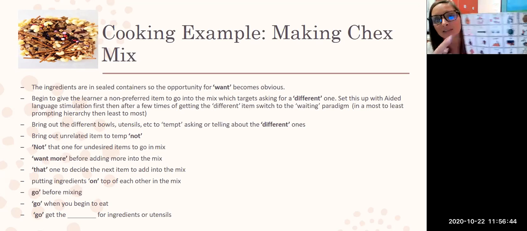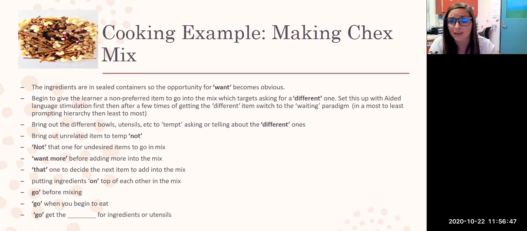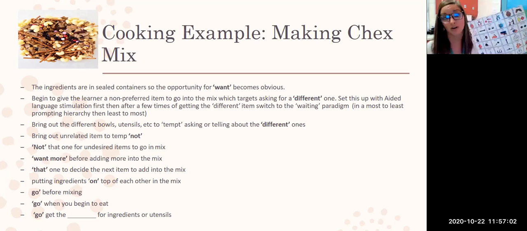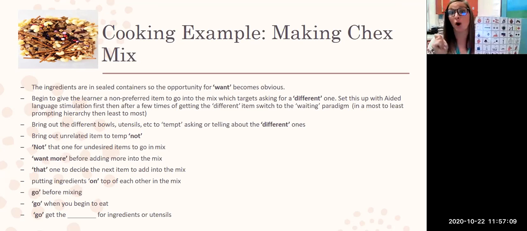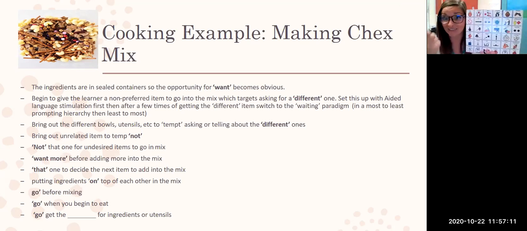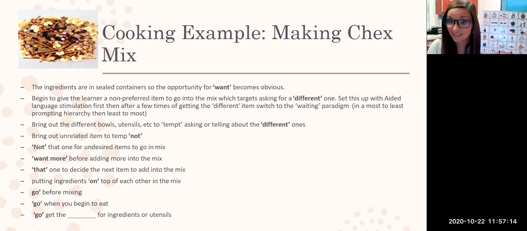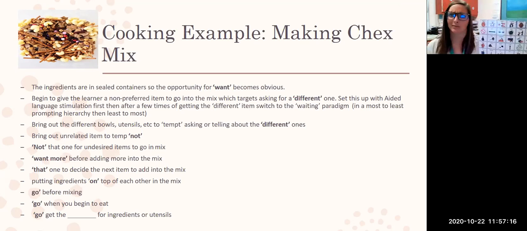Sometimes you have to set the scene or purposely pick things they don't like, like broccoli. Most kids don't like broccoli. And I like broccoli, but I don't want it in my trail mix. So give them a non-preferred item to go into the mix and wait for them to ask for something different or say that they don't want that. "No, not that." And do that waiting time. Oh, look, broccoli. What do you think? Do you want something different? Or do we like broccoli?